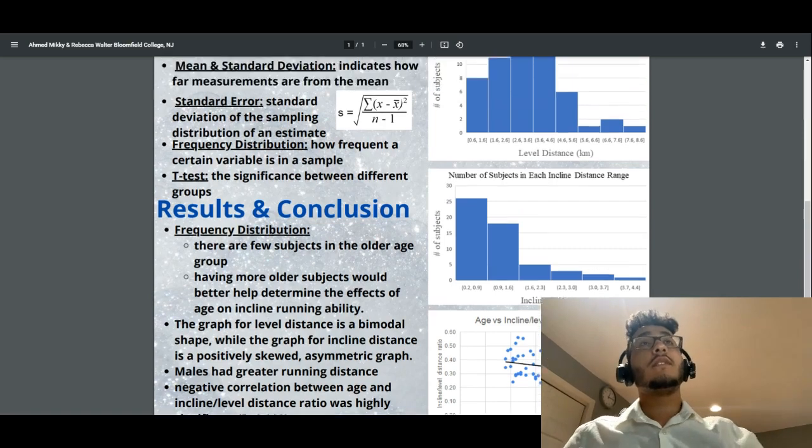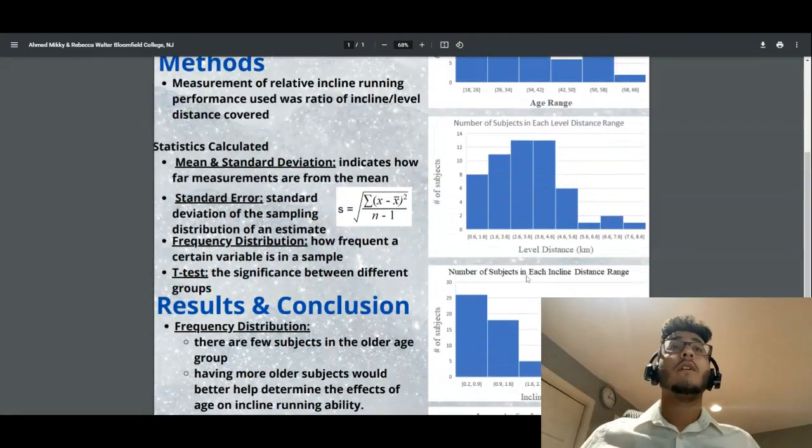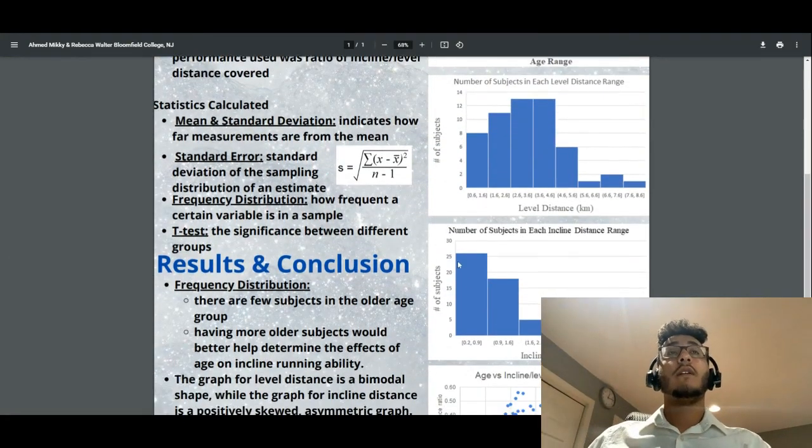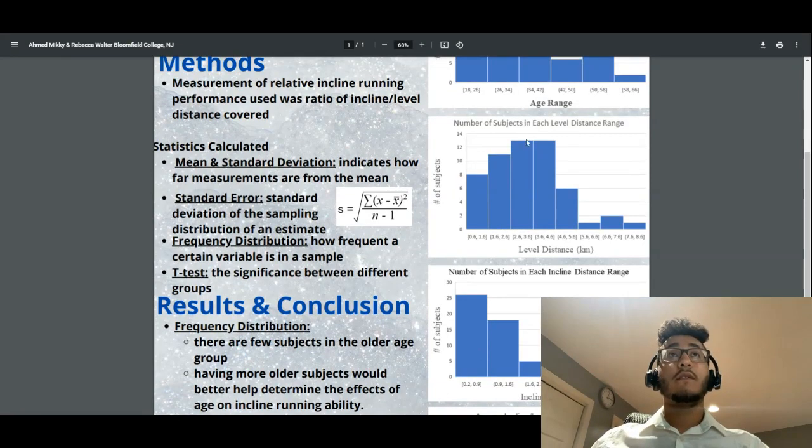Also, we found that for the level distance, for different graphs, there were different shapes. For example, level distance, we found it to have a bimodal shape, while incline distance had a positively skewed asymmetrical shape, basically just decreasing. So for incline distance, it's basically how far a person would run. So the further along the people would run, the more likely that they would quit. But for level distance, we found it increasing, then decreasing, then ever so slightly increasing a little bit, then decreasing again. So there would be 2 humps.